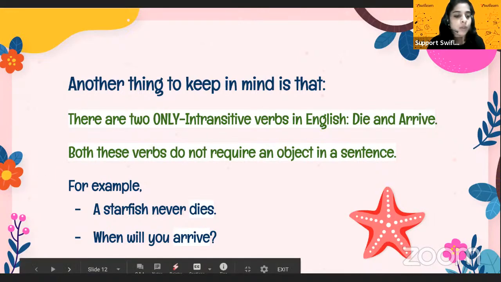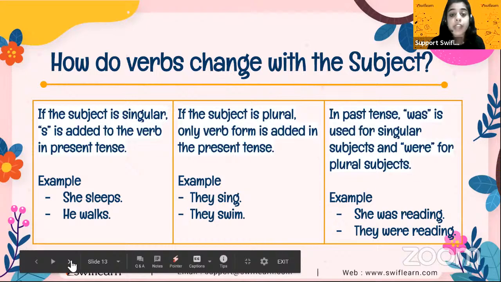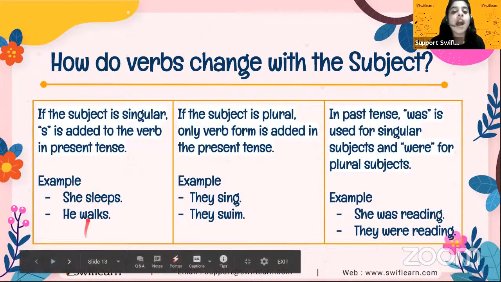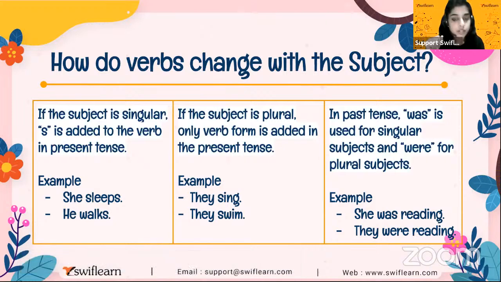All right. So I'm going to move forward now. So finally, we have understood transitive and intransitive verbs. Now let's talk about how verbs change with the subject. Now you know how to identify subject, verb, and object. But do you know that according to your subject, your verb changes? You cannot use each and every verb with the same subject. You have to change the verb. But how do we change it? Let's see.